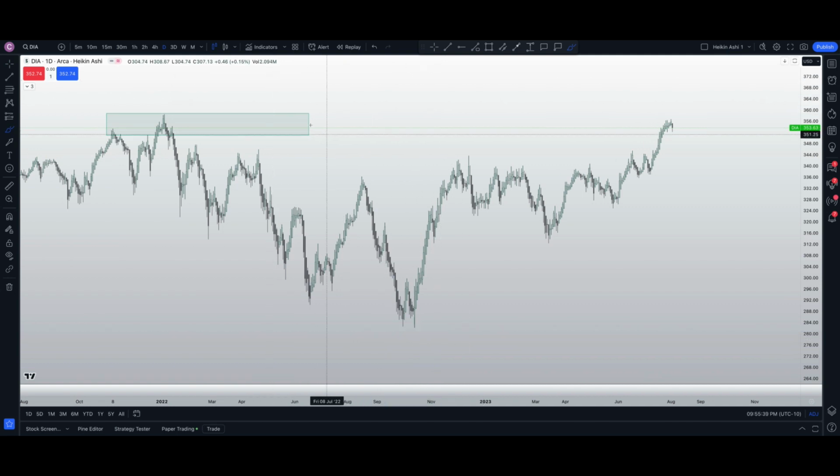We're looking for zones. So I'm going to take this zone here that I made, and I'm going to take it all the way across the chart. And you can see we're entering up into this zone again where we sold off the past 2 times.